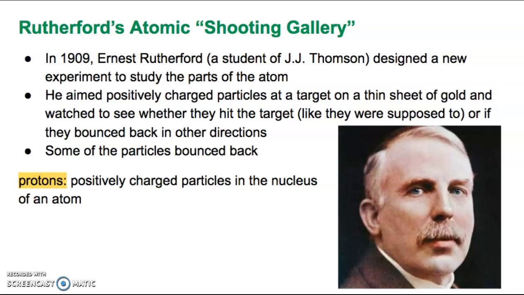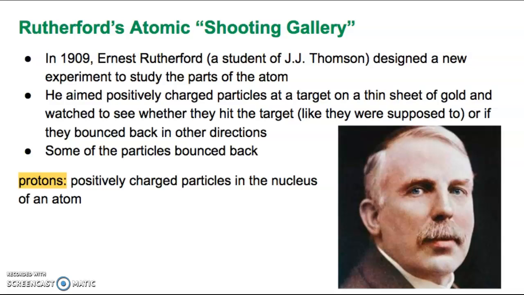for a period of time in university, designed an experiment intended to study the different parts of an atom. Keep in mind that the only part we know exists right now is the electron. What he did is he aimed positively charged particles at a target on a thin sheet of gold, and he watched to see whether those particles hit the target like they were supposed to, or if they bounced back in other directions. Remember, positive and negative charges are supposed to lock together, like a positive and negative terminal on a magnet. He was surprised to notice that some of the particles bounced back.